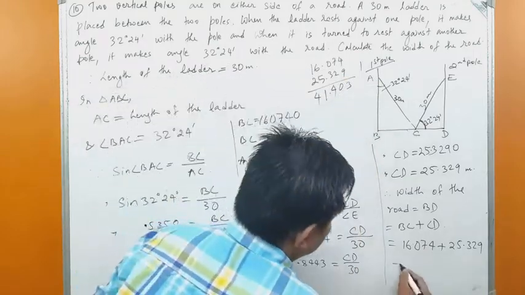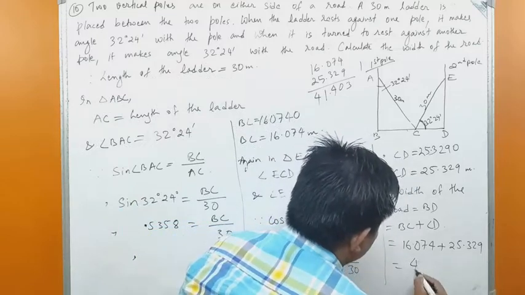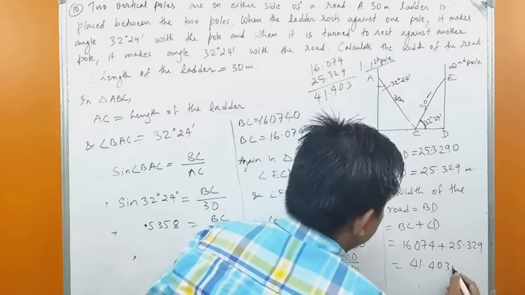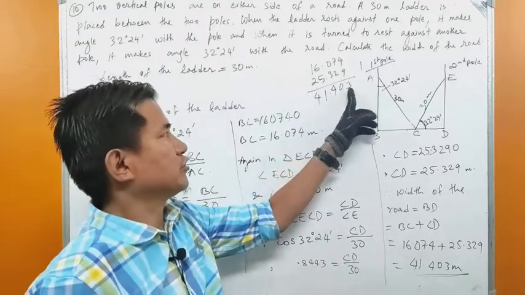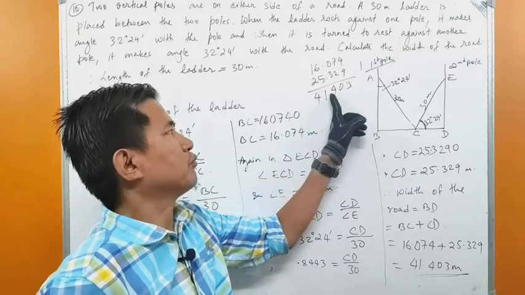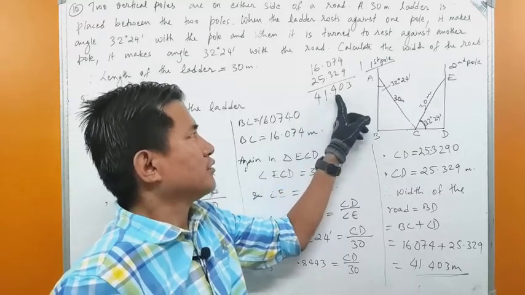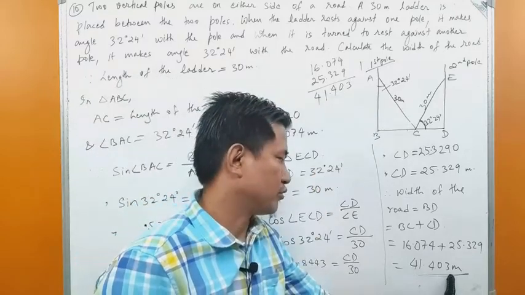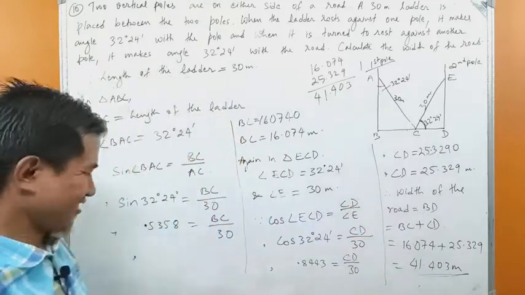41.403. So this is 41.403 meters. But we usually don't write 03 because this is so small, isn't it? So we write 41.4 meters. But if you write correct to 3 decimal places, then 41.403. The exact value is 41.403 meters, the width of the road. I hope you got this.